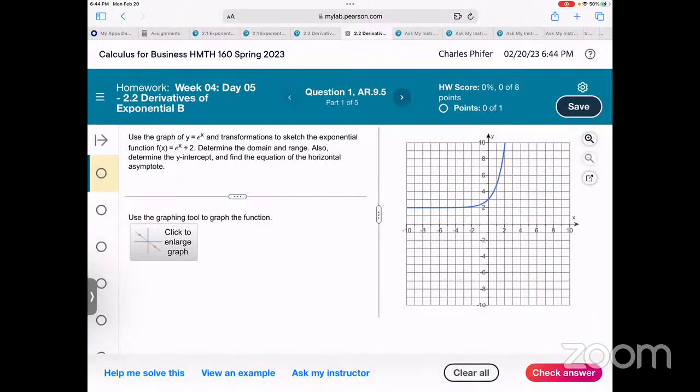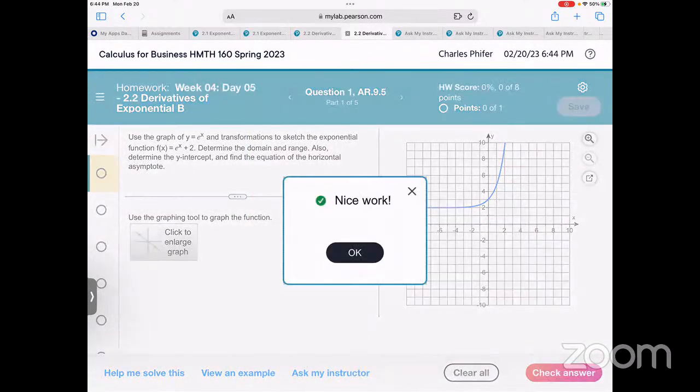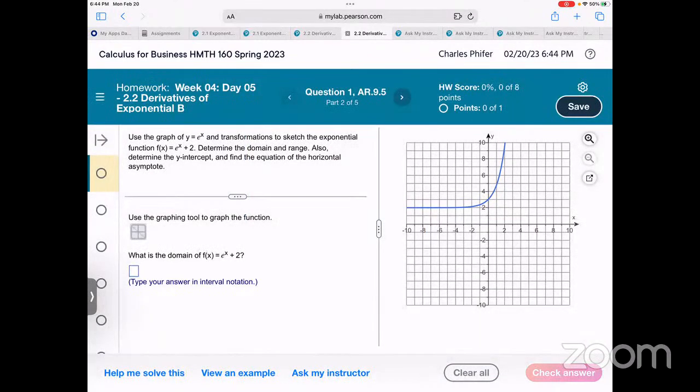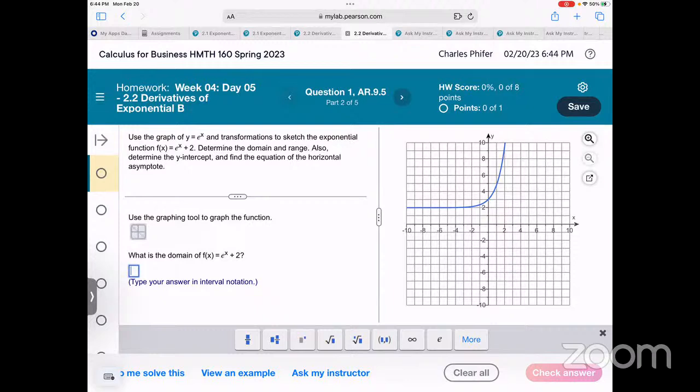Okay. What's the domain? So in general, the domain of an exponential is all reals. The manipulation didn't affect the domain at all. So this domain is going to be all reals. Every x is accounted for. For every x, you can find a corresponding y. So this domain is going to be negative infinity to infinity.